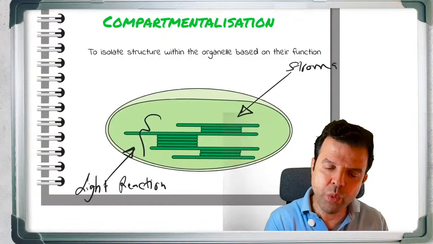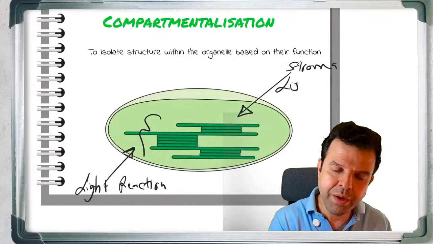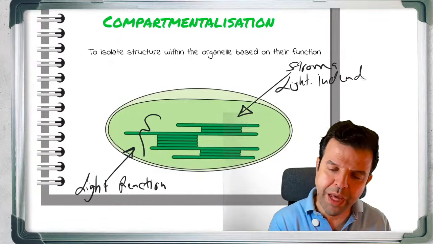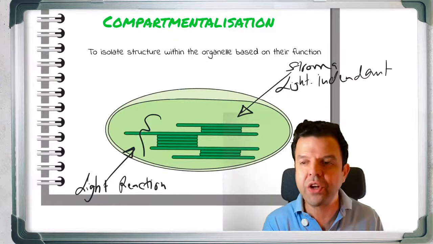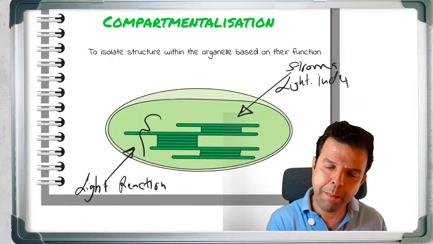Stroma is where we're going to do what we call light independent reactions, meaning reactions that can occur in the light or the dark. Independent.